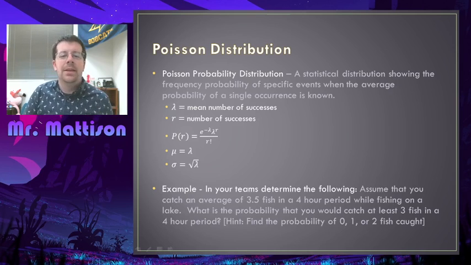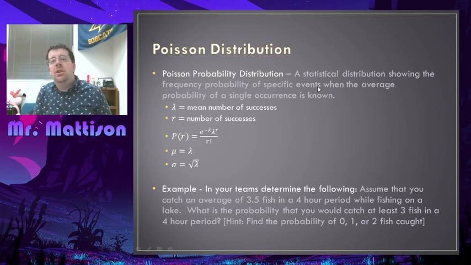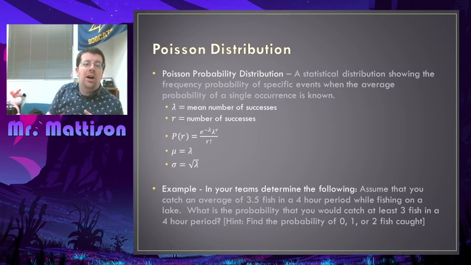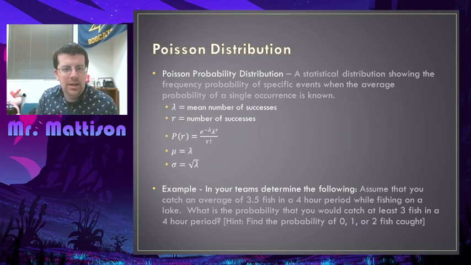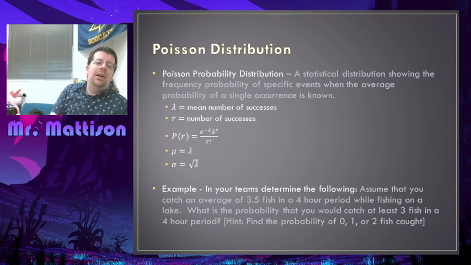Okay, so how we use these is for when we know what we would expect on an average period, and then we ask what's the probability of getting some other number on that same period. So we're going to introduce our first new variable here. This is the lowercase lambda, and lambda is the average number of successes, or the mean number of successes, or the expected value. And then r is the actual number of successes.